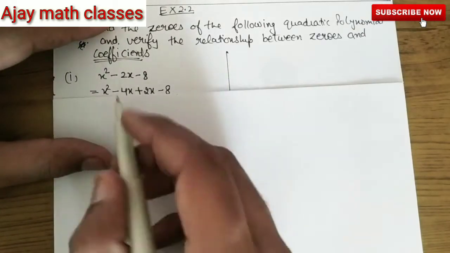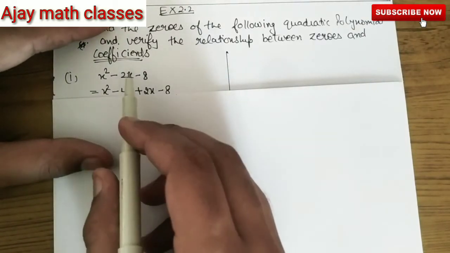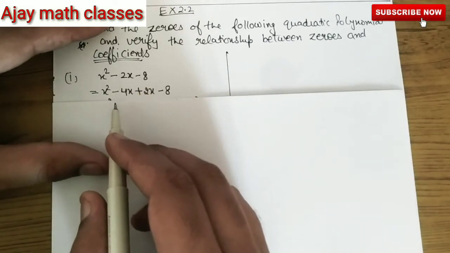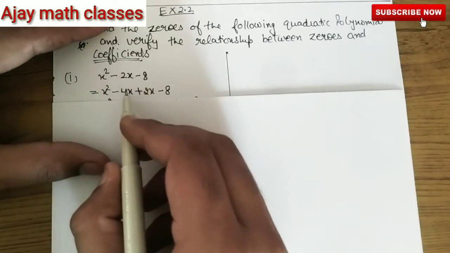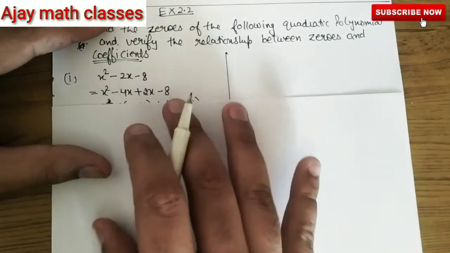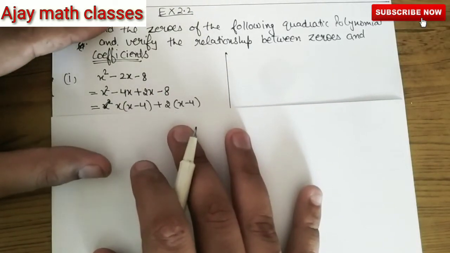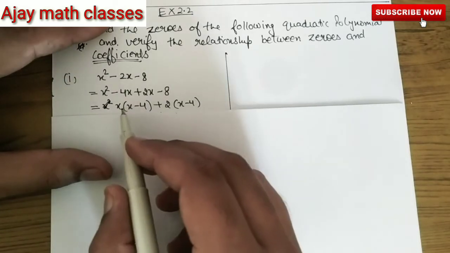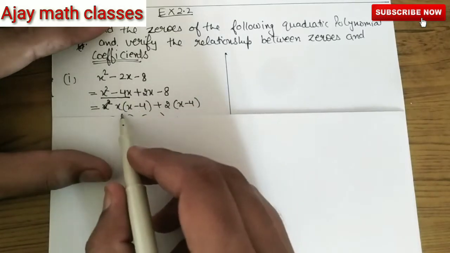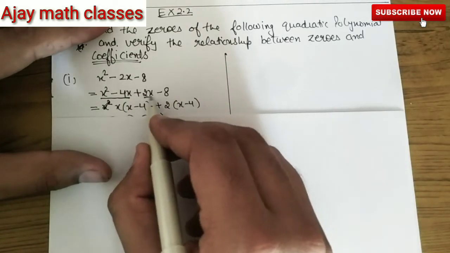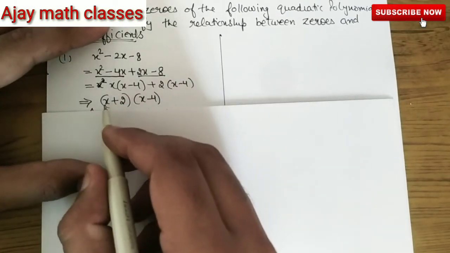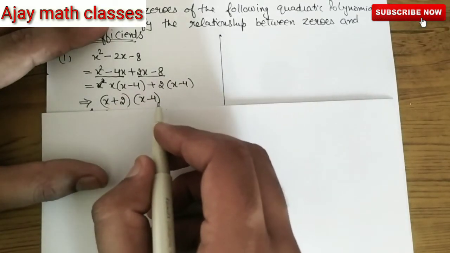The sum is minus 2 and product is minus 8. You know how to do factorization, so it will become x square minus 4x plus 2x minus 8. I will not discuss this factorization with you, you know this method already. From the first two terms I have taken x common, from the next two terms I have taken 2 common. Now there are two factors, x plus 2 and x minus 4.